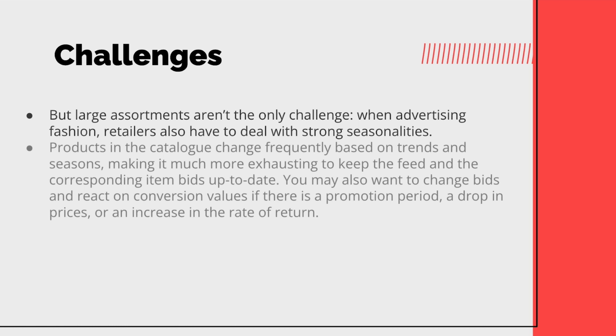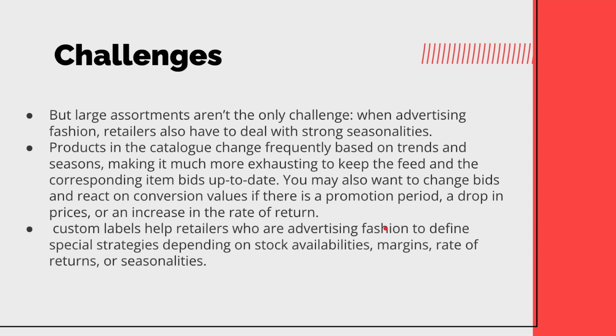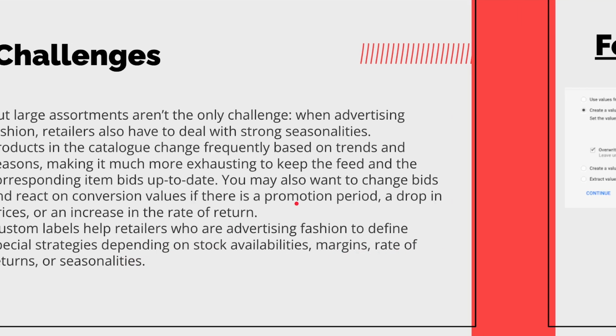So challenges that retailers typically have when they have large assortments: you have to really focus on seasonality and the best sellers. Make sure you have the right margins, make sure you focus on any returns that you're having, and that the promotion periods are accurate. That's like the biggest issue that a lot of large retailers have. And custom labels can really help with this, like I said, with special strategies on stock availabilities, margins, rate of returns, and seasonalities. Those are some big challenges.